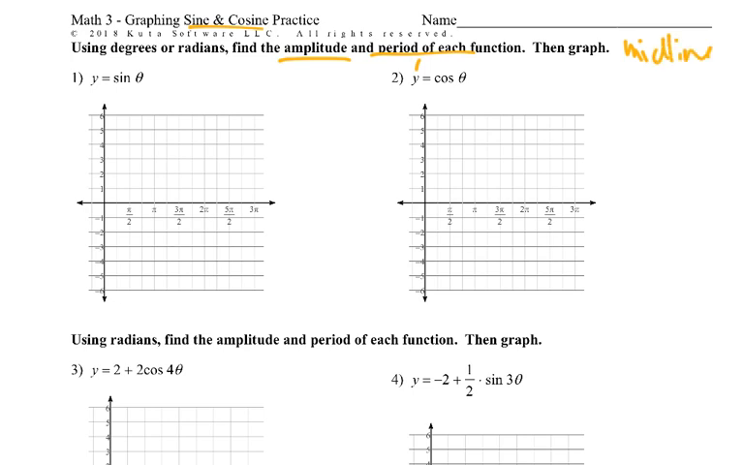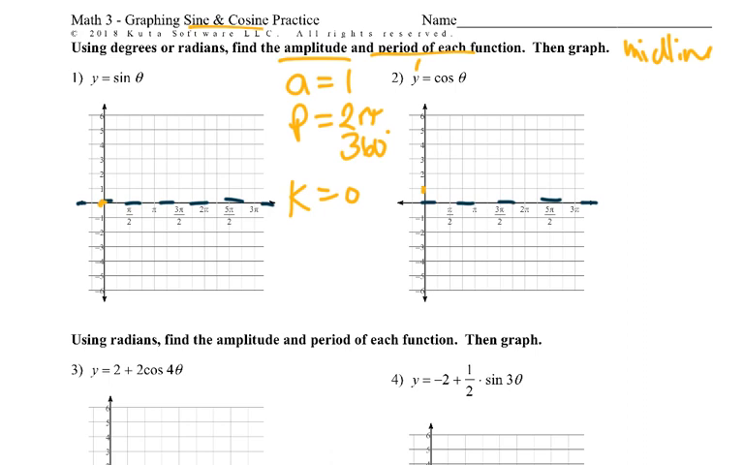So, in the parent graph, for both, the amplitude is 1, the period is 2 pi, or if you're dealing with degrees, 360. And the midline is 0. So our midline starts here on the x-axis for both of them. Then remember, for sine, we start on the midline, whereas cosine, we start above the midline on the amplitude, which the amplitude of 1 put us up here.